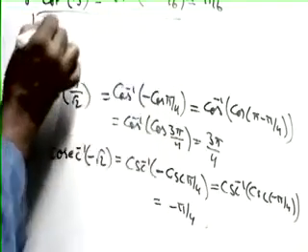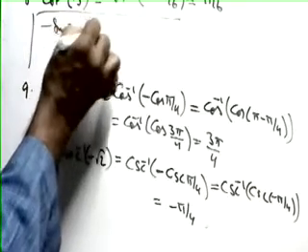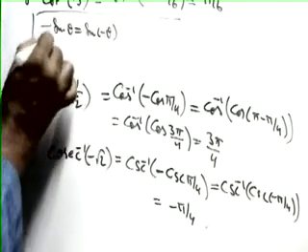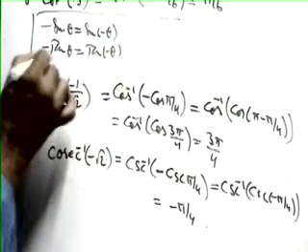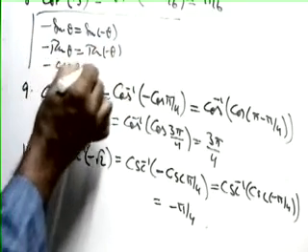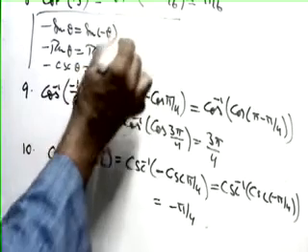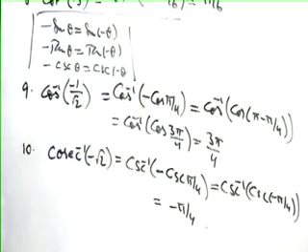I just want to revise once more. What are we having? Minus sine theta can be written as sine of minus theta. Minus tan theta can be written as tan of minus theta. And minus cosec theta can be written as cosec of minus theta.